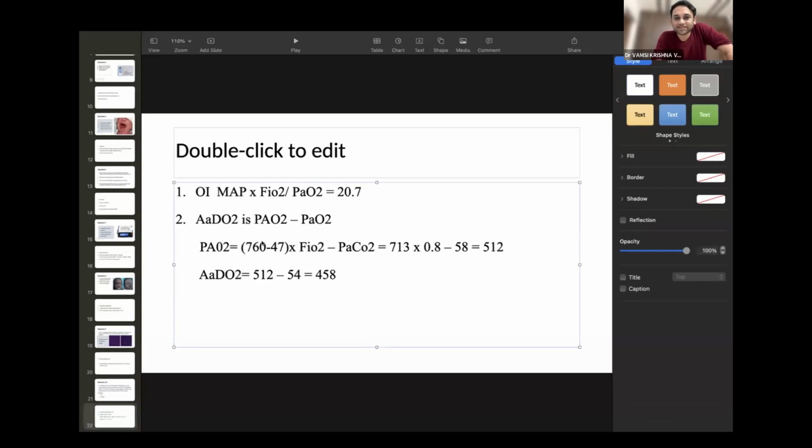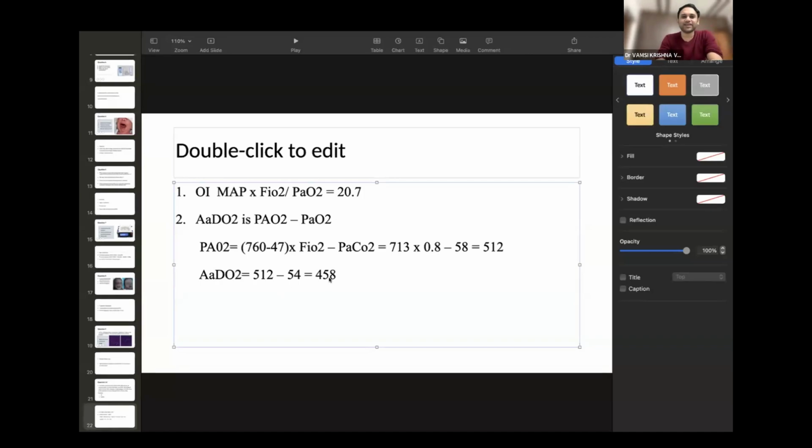This 760 is the routine atmospheric pressure at sea level, and the 47 is the water vapor pressure. So routinely this will roughly be 700. So 700 into FiO2, the FiO2 in fraction is 80 by 100, so that will be around 560. The 560 divided by 58 is around 512. From this 512, you need to subtract your PaO2, that is 54, then you will get 458.